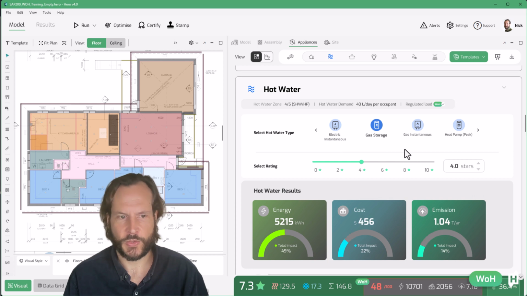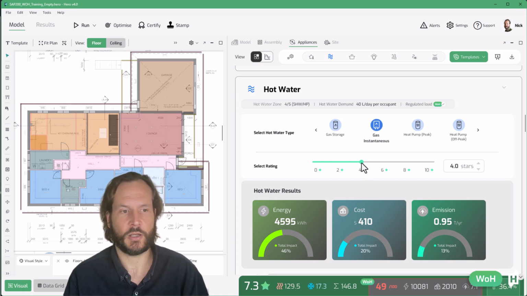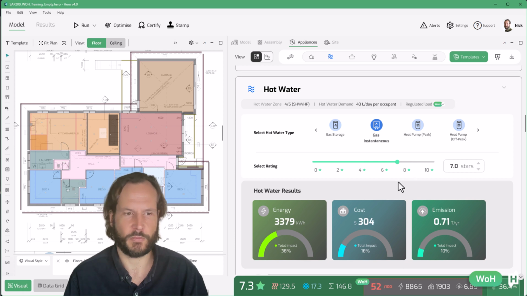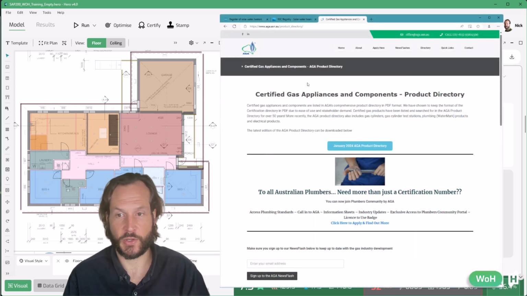We then have gas storage, which is similar to electric storage, but using a gas element. These are rated on a star rating scale, so you can select that here. The range of stars available in NatHERS is limited between 4 and 5 stars, so that's limited in Hero too. We then have instantaneous or continuous gas. These are again rated on a star rating scale, and the possible range of star ratings is between 4 and 7.